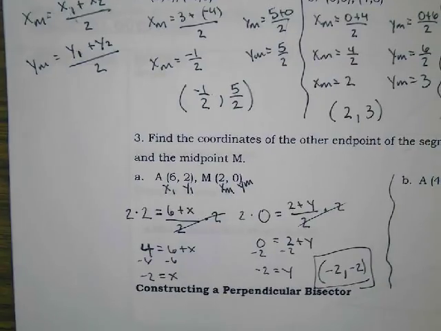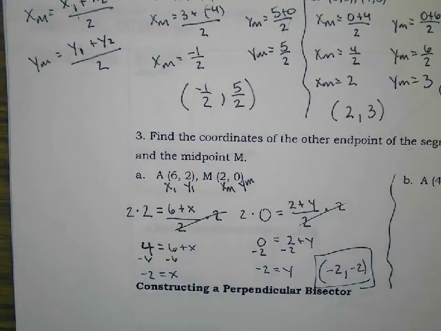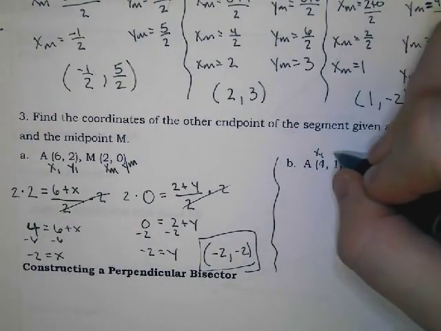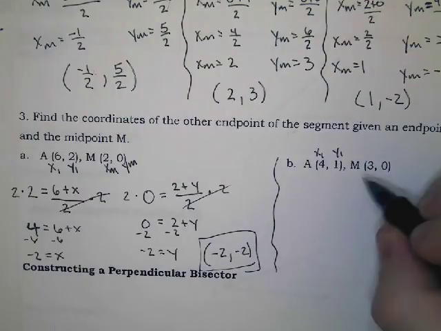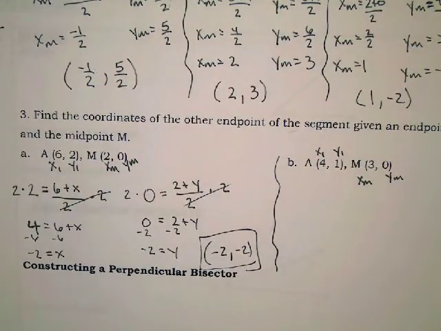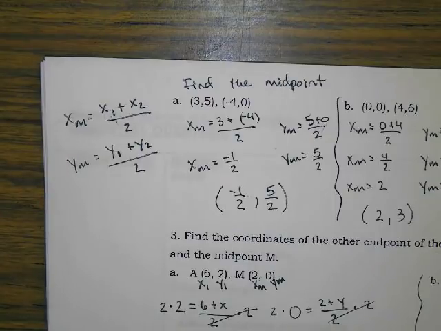Now what I'd like you to do is try this process from letter A on your own on letter B. See if you can do this on your own. Remember that the first point we're given, the A point, is our x1, y1, and the second point we're given, that endpoint, is our xm, ym. So plug them into our midpoint formulas, and see if you can do this on your own.